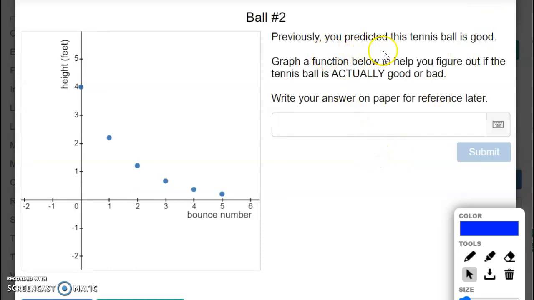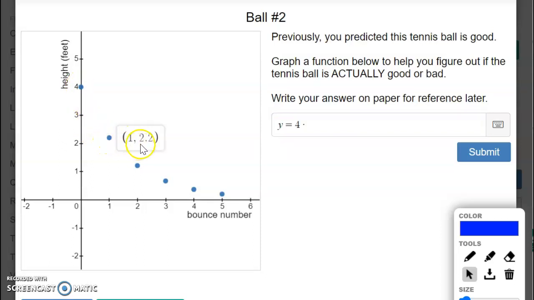Next, previously you predicted this tennis ball is good. Graph the function below to help you figure out if the tennis ball is actually good or bad. So again, I am going to write y is equal to, what is the initial value? Initial value is 4 multiplied by, okay, what is the ratio? What is the number that I'm multiplying to the previous number to get to the next number? How would I do that?